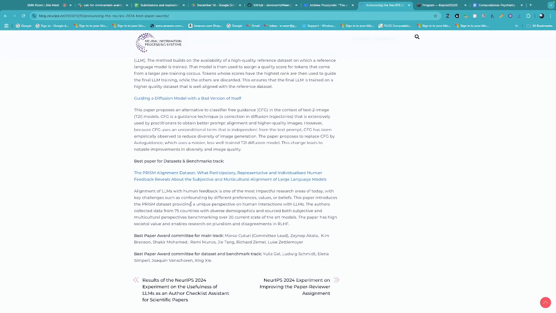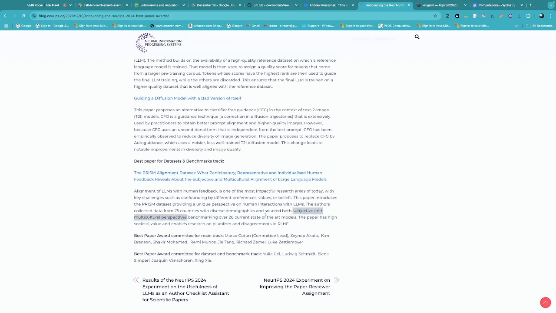Alignment of large language models with human feedback is one of the most impactful research areas of today, with key challenges such as confounding by different preferences, values, or beliefs. This paper introduces the PRISM dataset, providing a unique perspective on human interactions with large language models. The authors collected data from 75 countries with diverse demographics and sourced both subjective and multicultural perspectives.